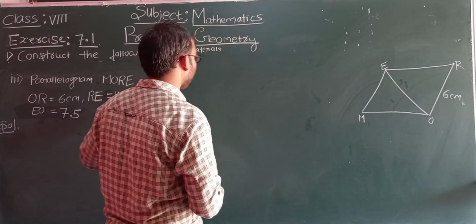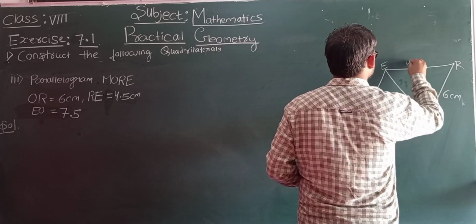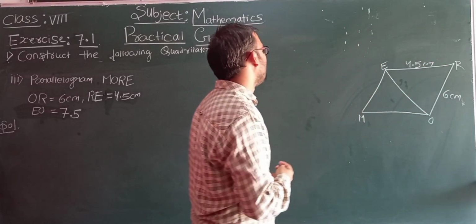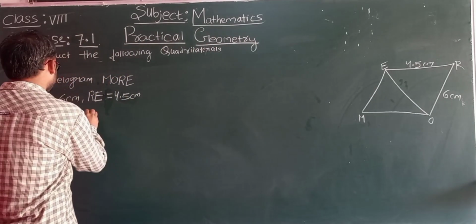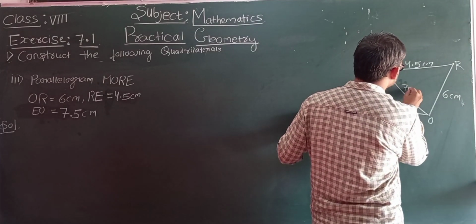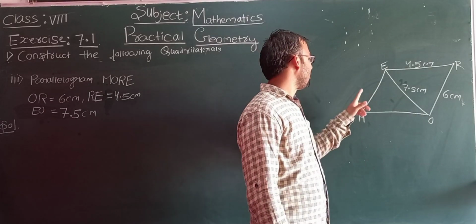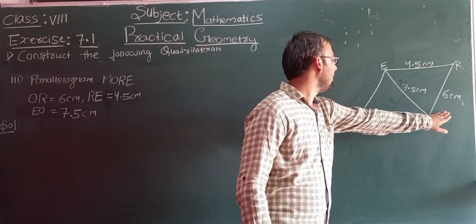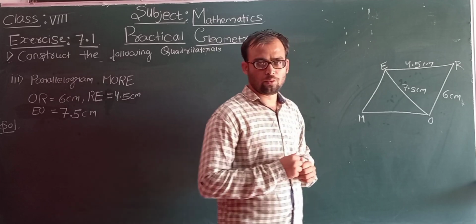Next, RE. Okay, so that is ER. RE means ER. That is equal to 4.5 centimeter. Now EO is 7.5 centimeter. Look here, students. They have not given EM and MO. Only they have given RE and RO and EO. They have not given these two sides. Then what to do?